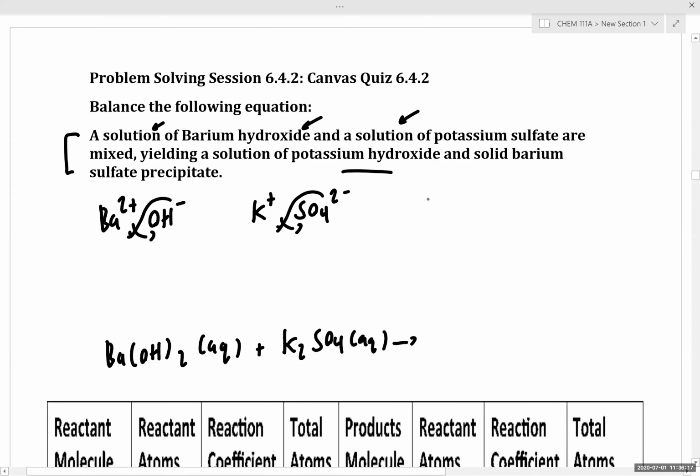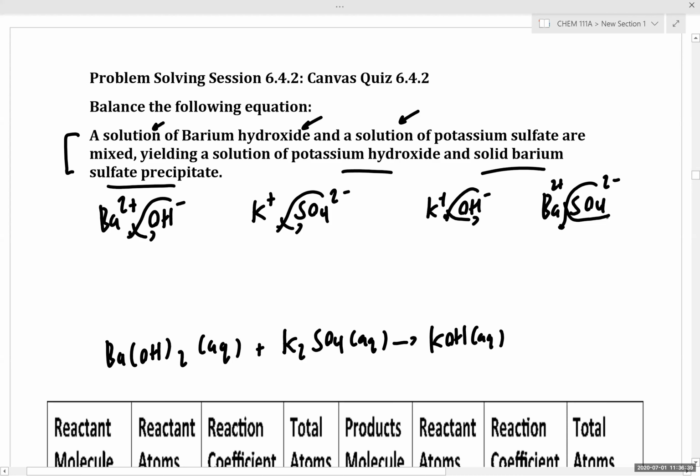Potassium hydroxide, K plus OH minus. We cross our charges. That gives us KOH, aqueous. And barium sulfate precipitate. Fun fact, barium sulfate is an old school imaging agent that's used for MRI imaging resolution. And it's one of the few non-toxic ionic compounds of barium, because it's so insoluble, even in acid.